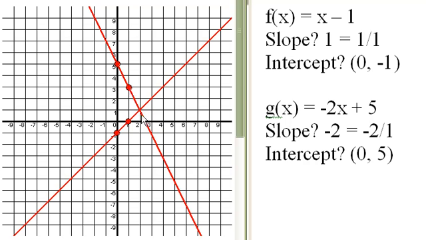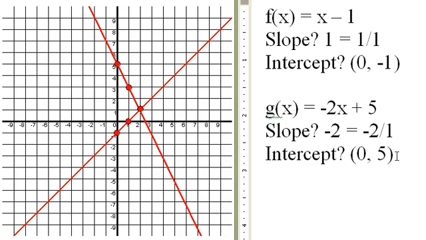And I can see that these two lines cross right here, and this point is, let's see, over 2, up 1. So this point is 2, 1, and that would be the solution to my system. And that's all there is to that.